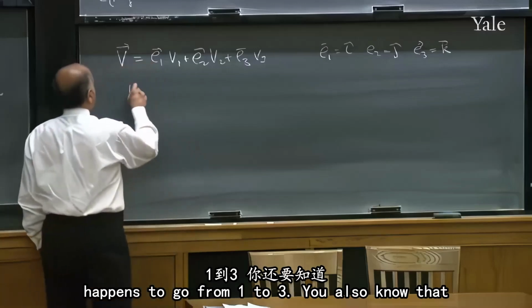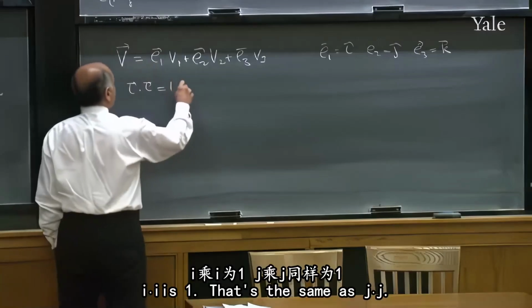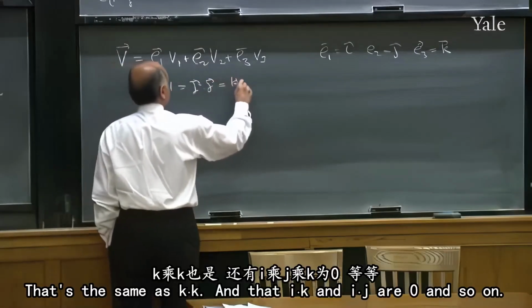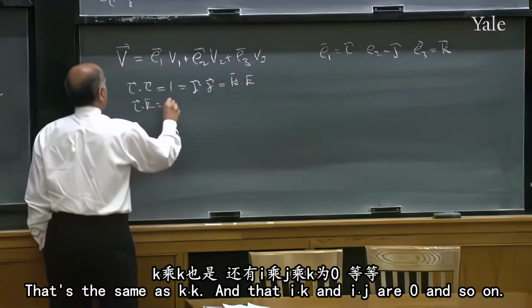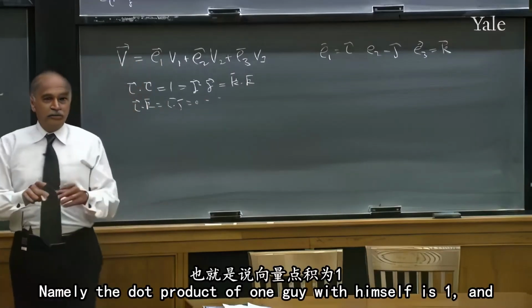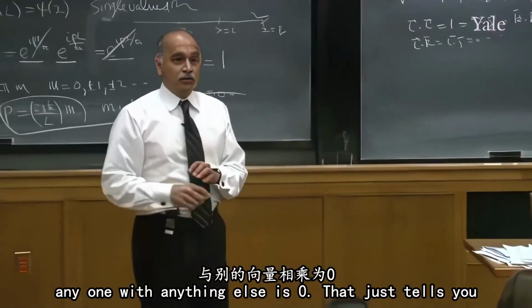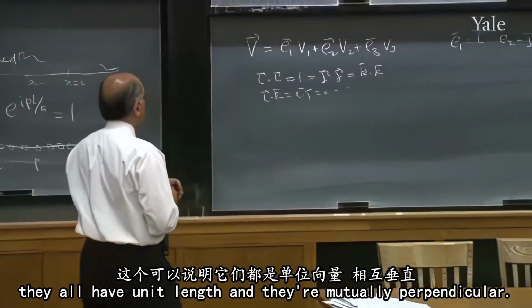You also know that these vectors i and j have some very interesting properties. i dot i is 1. That's the same as j dot j. That's the same as k dot k. And that i dot k and i dot j are 0, and so on. Namely, the dot product of one guy with himself is 1, and any one with anything else is 0. That just tells you they all have unit length, and they're mutually perpendicular.